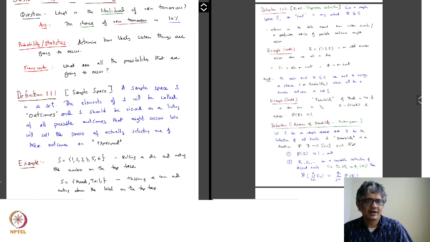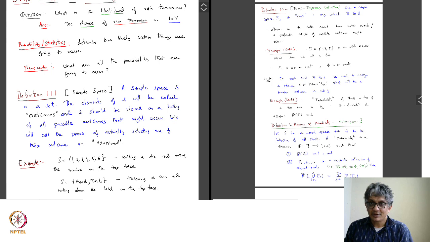On the left hand side, I start off with what I thought was the key question to understand. All of us are interested in how likely a certain event is to occur. To do that, I need to know first what all can occur. So I defined what's called a sample space. Sample space S is just the set of all possible outcomes, a listing of all possible outcomes, and you think of an experiment as choosing one outcome in S. A quick example that we discussed was rolling a die, the other was heads or tails when tossing a coin, and so on.